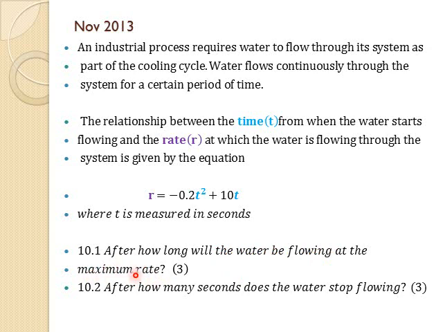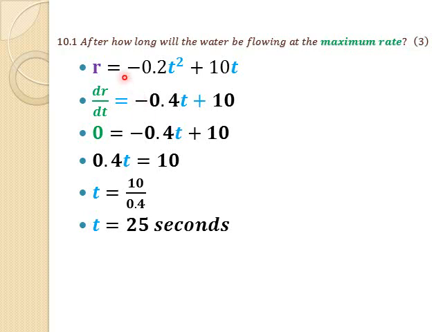So once they use the word maximum and rate, we have to find the first derivative and make it equal to 0. After how many seconds does the water stop flowing? So we want to know when it will be equal to 0. Right, so 10.1, after how long will the water be flowing at the maximum rate? So given to us R equals negative 0,2T squared plus 10T, maximum rate. So I have to find the derivative.